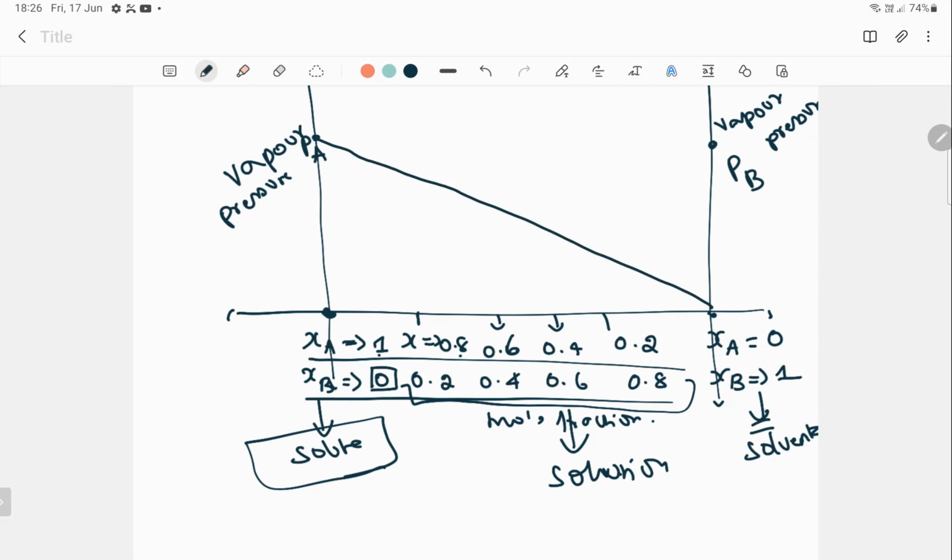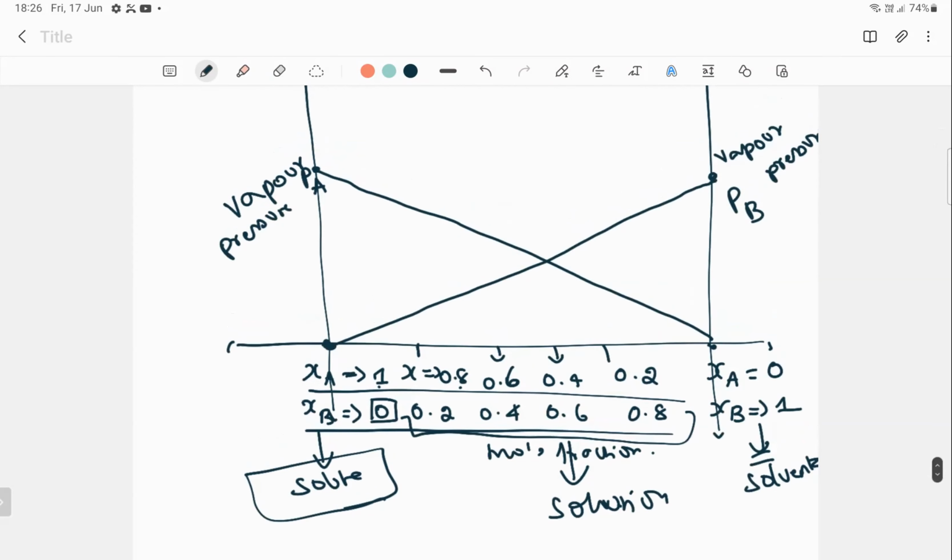Clear? Now take a look at your PB. 0, 0.2, 0.4, 0.6, 0.8. It is increasing. So this curve will show an increasing trend. Clear with this one? Your P total can be calculated from this PA and PB, that is PA plus PB.